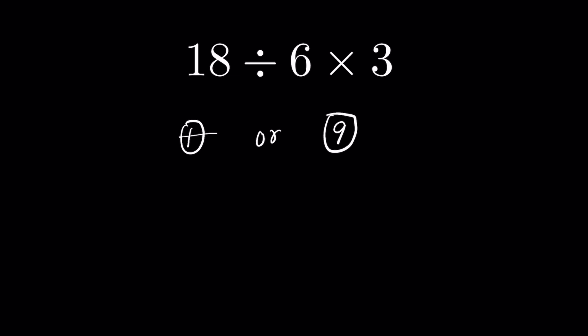Now, this 18 divided 6 times 3, why is it a viral question? Why are so many people getting the wrong answer? Now let's solve it. This is a question of order of operation. So let's first understand the order of operation.